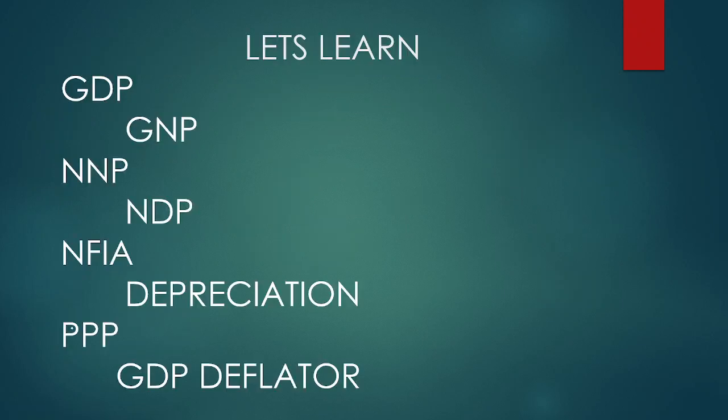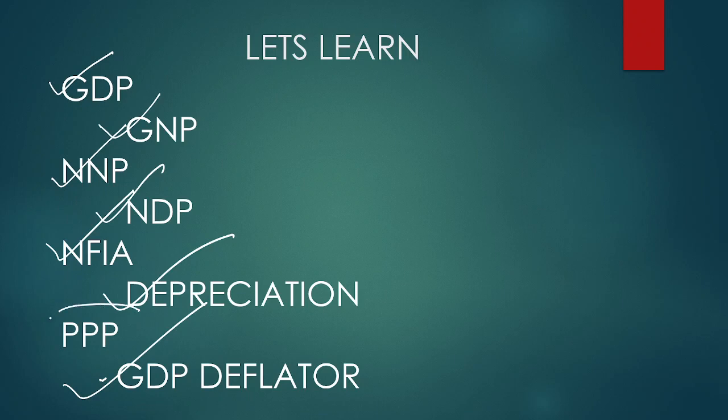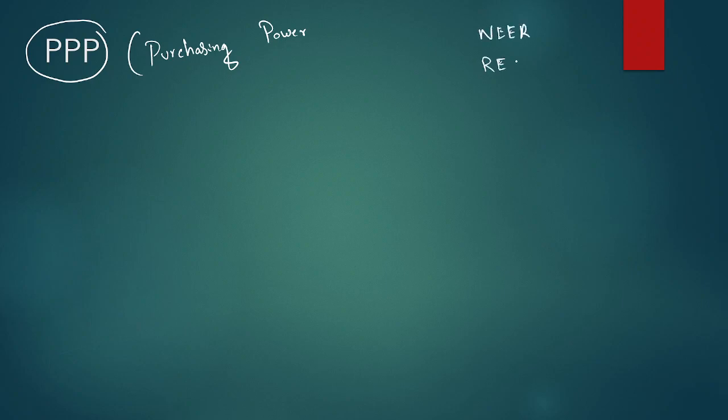Now we have completed GDP, GNP, NNP, NDP, NFIA, depreciation, real GDP, nominal GDP, GDP deflator, and a base year. Now we are just left with the exchange rate and PPP. Exchange rate I will not tell you in this video. I would only like to discuss PPP, the purchasing power parity, because a question has come from Reed and Need. There is a good chance now they will target this concept, purchasing power parity.